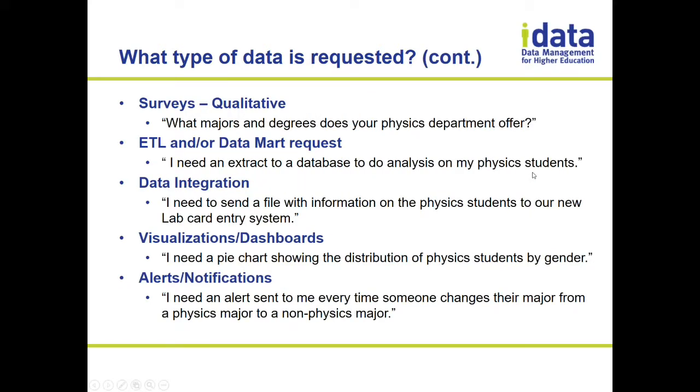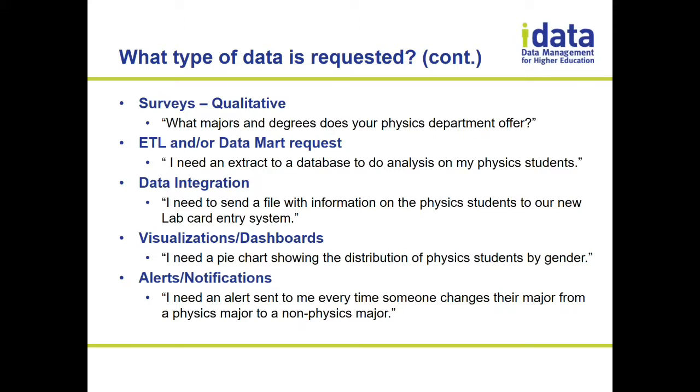Another type of data request is qualitative surveys. You see these a lot with things like the Common Data Set and in some cases IPEDS, with some of the qualitative questions. Like, what majors and degrees does your physics department offer? You can argue there's some quantitative or qualitative in this, but you know what I mean. Or like, what value proposition does your physics department offer? Those types of questions that sometimes you get.